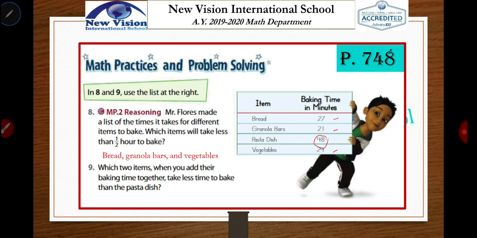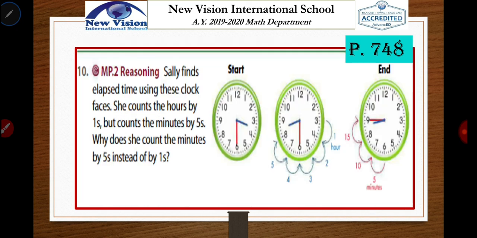Okay, done? Good. The answers are granola bars and vegetables. Why? How many minutes is for granola? We have 21. And for vegetables, we have 24. 21 plus 24 is 45. And 45 is less than 48. Very good.